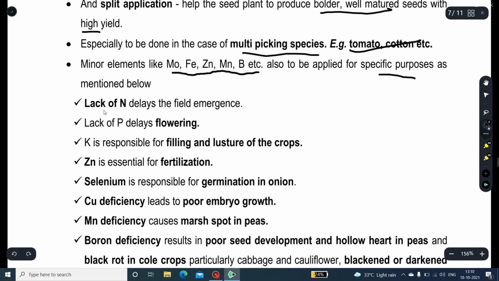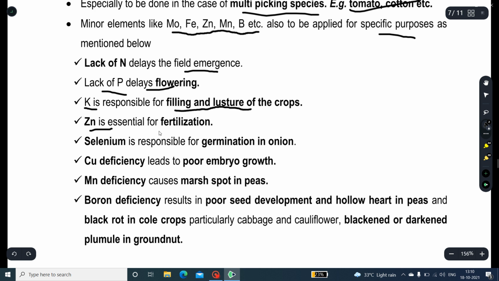For example, lack of nitrogen delays field emergence. If it is applied more than the need, it leads to prolific vegetative growth. Lack of phosphorus delays flowering. Potassium is responsible for filling and luster of the crops. Zinc is for fertilization. Selenium is for germination in onion. Copper deficiency leads to poor embryo growth.